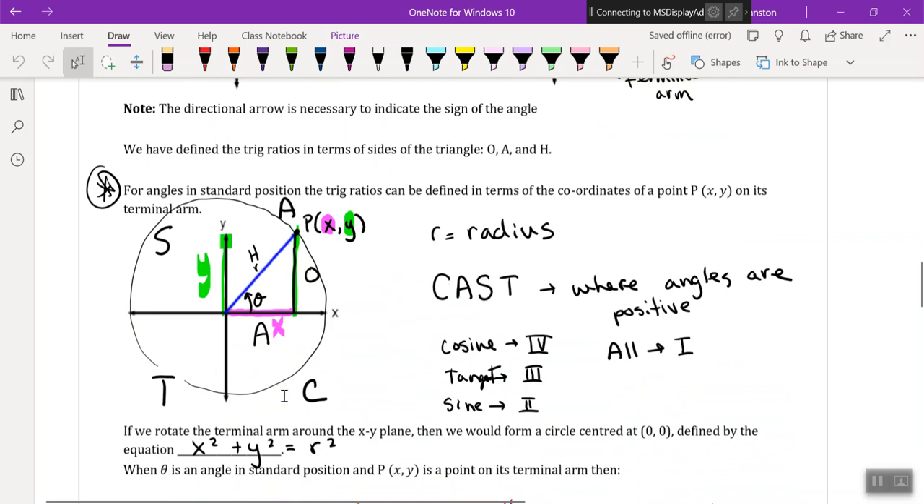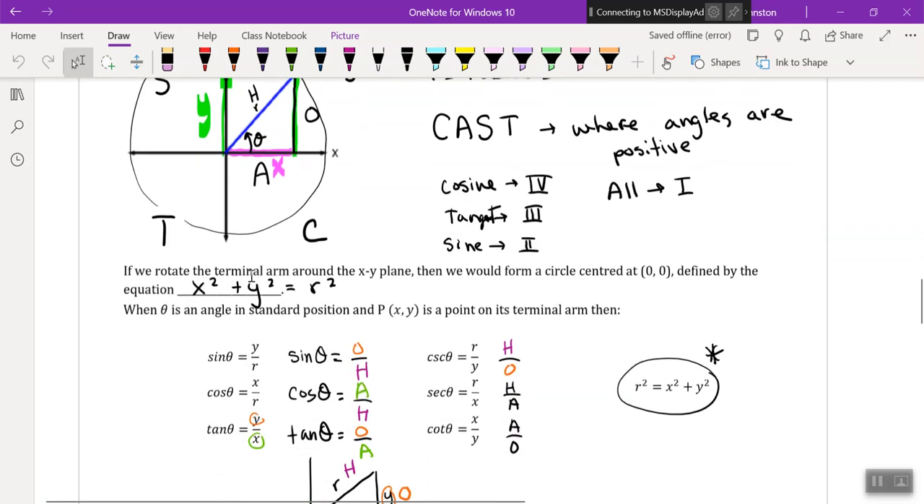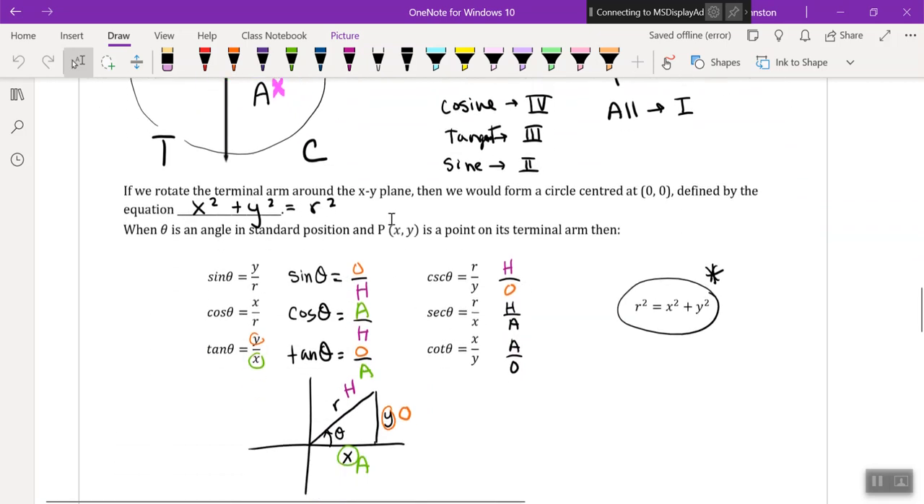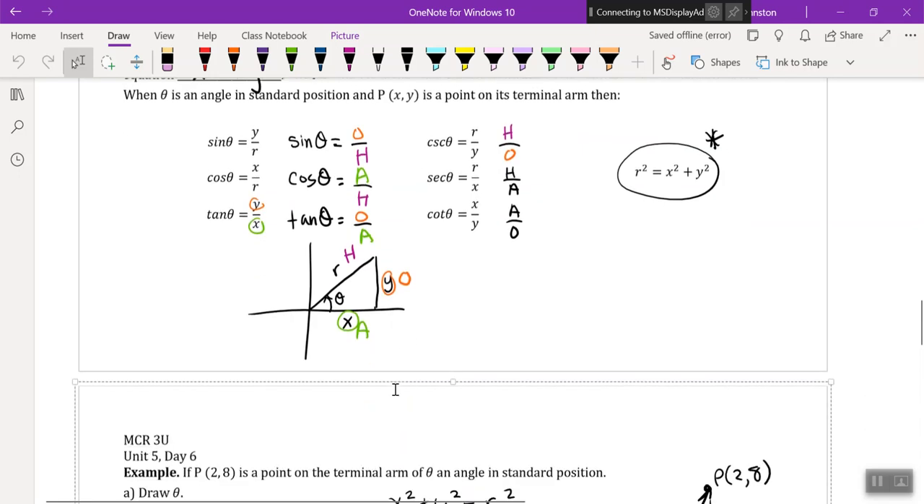We're looking at the CAST system. Cos all, or it just means where all the angles are positive. Cos is positive here, all are positive here, sine's positive here, and tan's positive here. x squared plus y squared equals r squared. That's really important. You should know all of these, especially sine, cosine, tan, and then just the flips of them give us secant, cosecant, and cotangent.